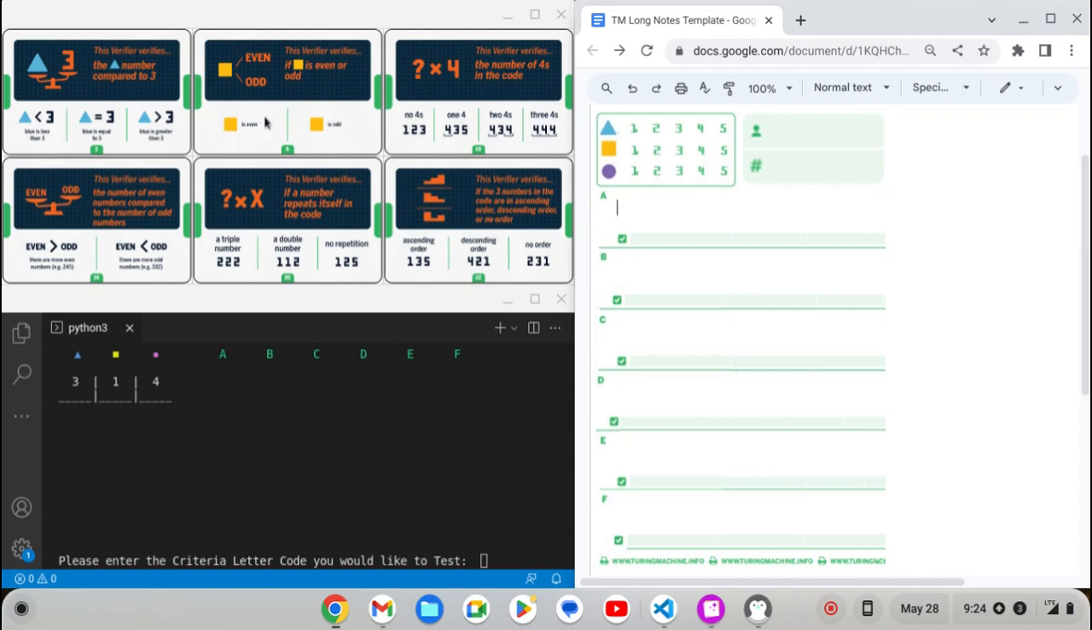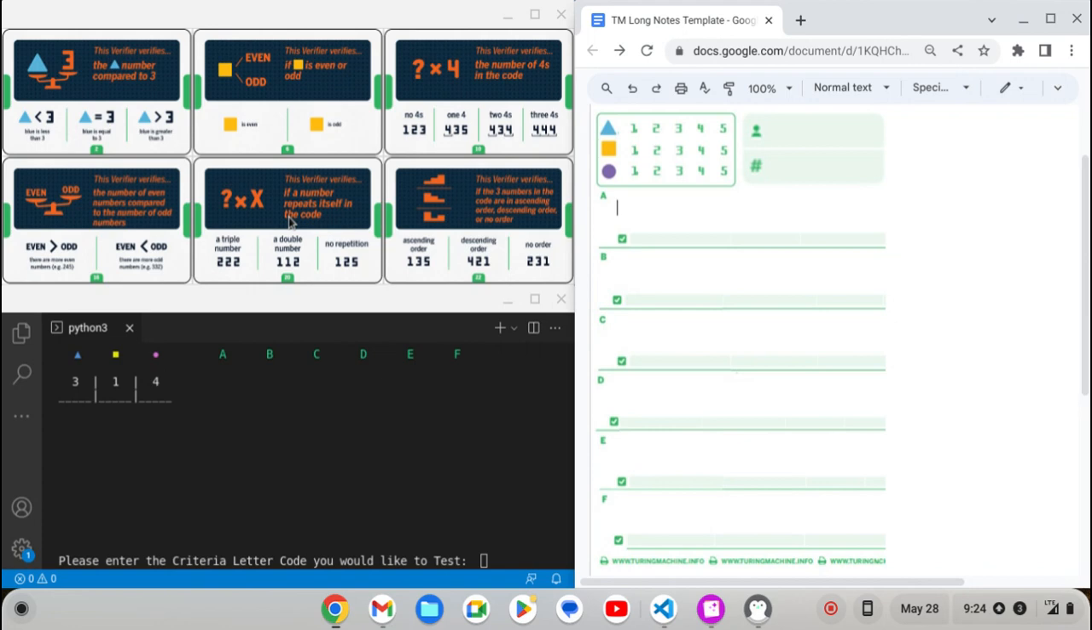Criteria card B looks at the middle digit, the square digit, and will let us know whether that value should be an even or an odd. Criteria card C will look at the 3-digit code and let us know how many 4s are in our solution. Should there be no 4s, 1, 2, or could they all possibly be 4? Criteria card D, again, looks at the 3-digit code and will let us know if there are more even than odds. Should there be more even than odds, or vice versa, less even than odds?